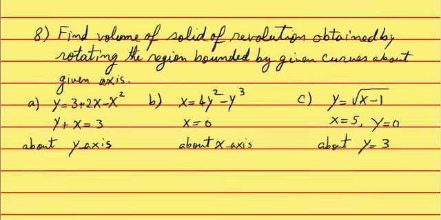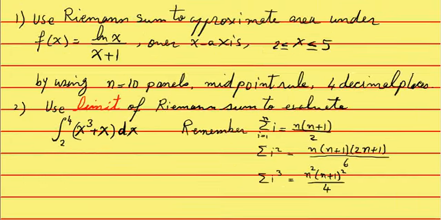Okay, let's go to the very first problem. First problem is use a Riemann sum to approximate the area under the graph of f of x equal to logarithm of x over x plus 1 over the x-axis over the interval where x is between 2 and 5. We want to use 10 panels. We want to use the midpoint rule, and we want to do our calculations to 4 decimal places. I'll set up the sum and leave it to you to actually use your calculator and find out what the value is.